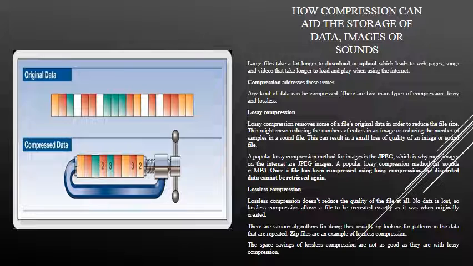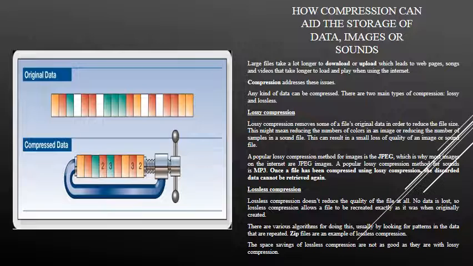How compression can aid the storage of data, images, or sounds. Large files take a lot longer to download or upload, which leads to web pages, songs and videos that take longer to load and play when using the internet. Compression addresses these issues. Any kind of data can be compressed. There are 2 main types of compression, lossy and lossless.